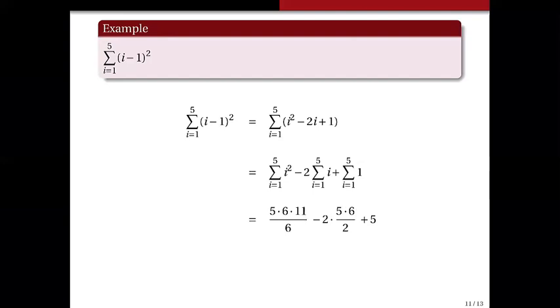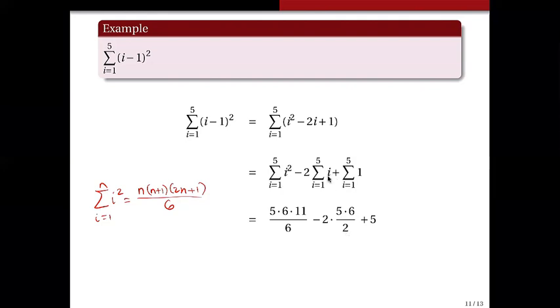So let me just recall the formula for i squared. Sum of i squared, i from 1 up to n, this is n times n plus 1 times 2n plus 1 divided by 6. So our n here, it's 5. So n, that's 5. n plus 1, that's 6. 2n plus 1. So 2 times 5, that's 10 plus 1, that's 11. And then, of course, you're over 6. And then you have here 2 times 5 times 6 over 2.